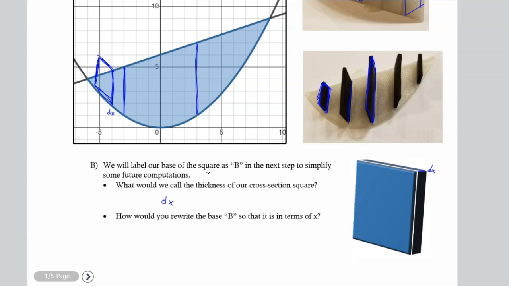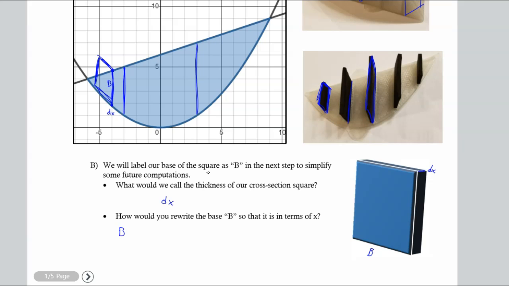How would I rewrite my base b so that it is in terms of x, since we're using a dx? We'll just call this b right here. That's the bottom side, from this y on top to this y on bottom. We've done this stuff before when we were looking at area and centroids and all that. I just need the length of this rectangle that's right here. So my base is always this y on top minus the y on bottom.